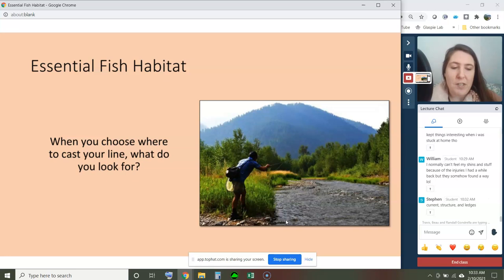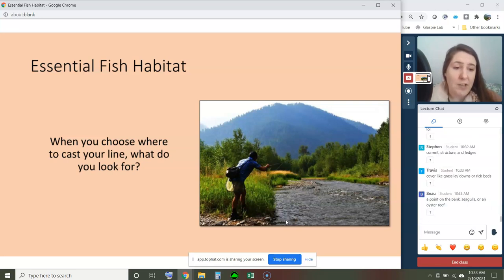So you're looking for some aspects of the current, some structured habitat, some three-dimensional features like ledges, grass laydowns or rock beds. I'm assuming those are both types of structure. A point on the bank, so areas where the current is changing and you might have a variety of different flow rates for fish that are hiding amongst those areas. Yeah, seagulls as an indication that there's something around. Oyster reef as a structured habitat. Rock beds. Yes, rock beds.